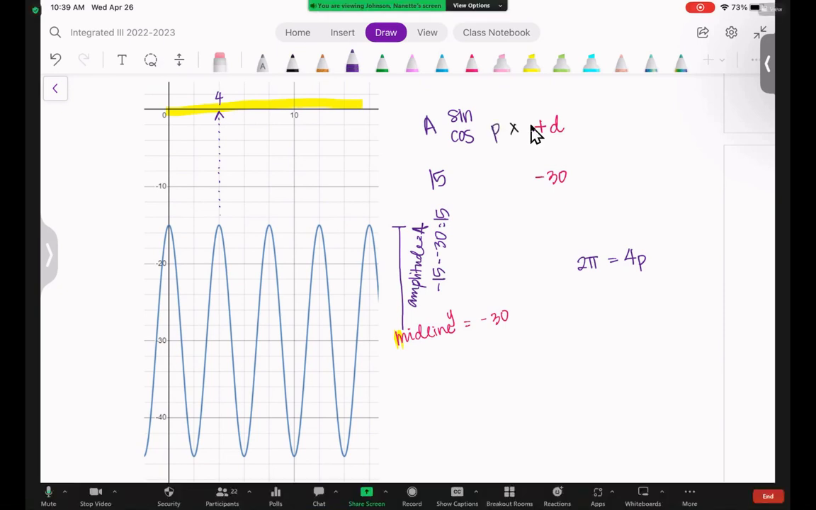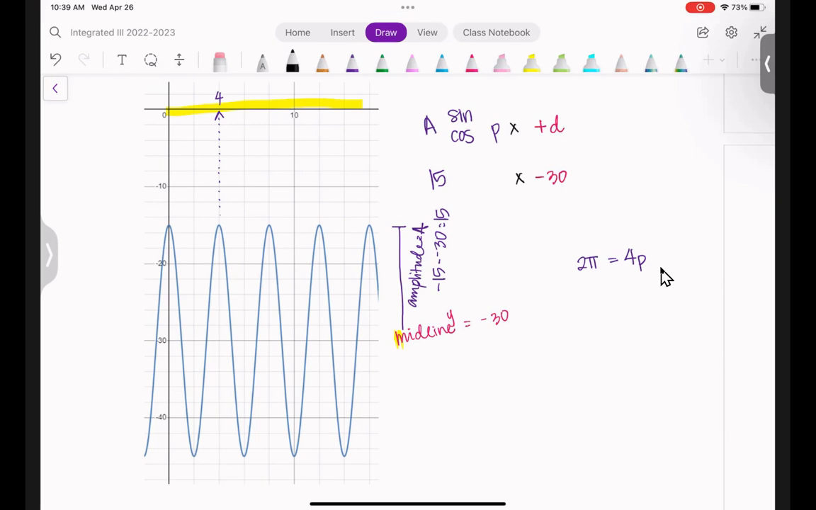Does that make sense? So I am looking for my coefficient for X that goes in front of that X. If I solve this here, what do I get? If I solve for P, what do I get? Yeah, so divide by 4, I get P equals pi over 2. So that's what my P is. I'm going to put pi over 2 here.